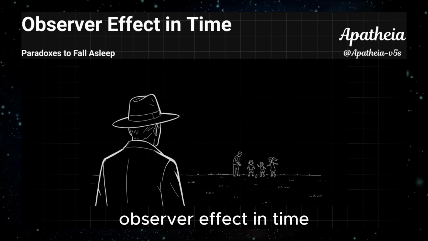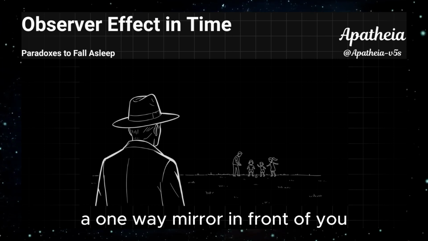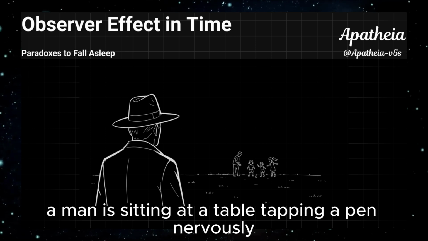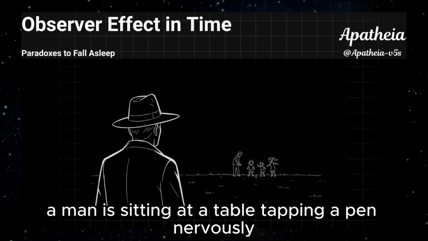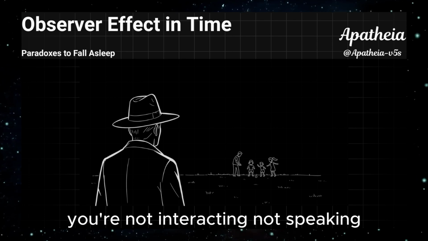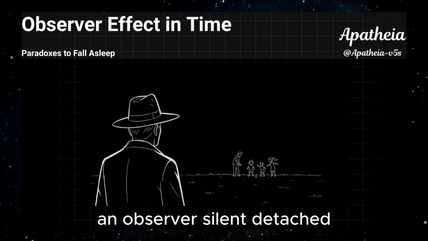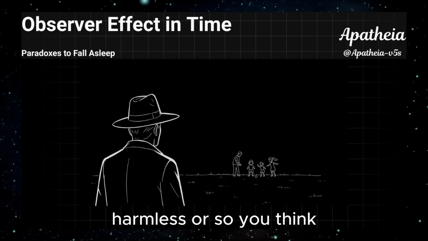Observer effect in time. Imagine you're watching a moment unfold from behind a one-way mirror. In front of you, a man is sitting at a table, tapping a pen nervously. He doesn't know you're watching. You're not interacting, not speaking, not interfering. You're simply there, an observer, silent, detached, harmless, or so you think.